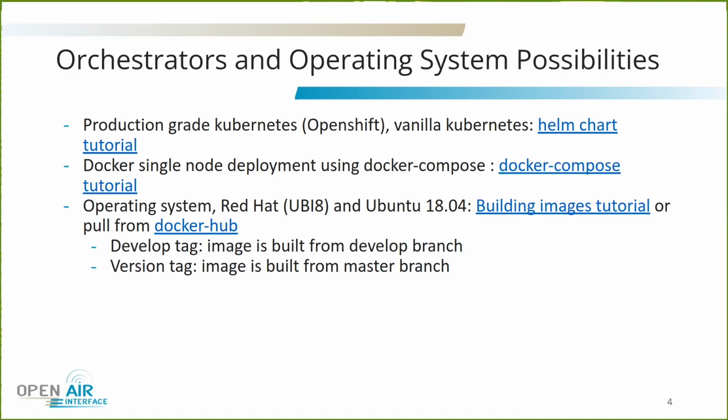In the Docker Hub, you will find two different images of every core network component. The first is the develop image, which automatically builds from our develop branch. And then the version tagged images are the ones which we publish for the most stable version. So develop sometimes can be stable, sometimes cannot be stable.